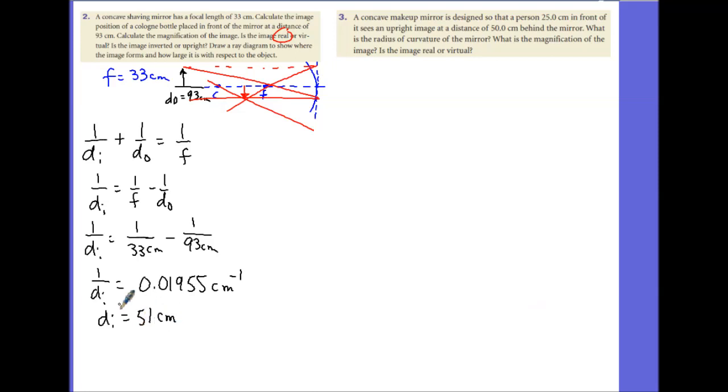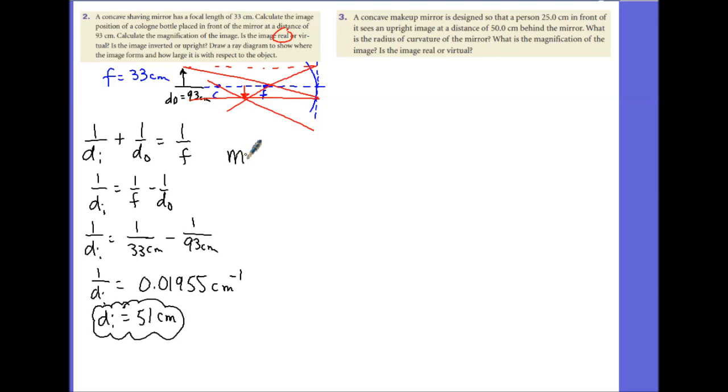Okay, there's 51 and some change, but let's go ahead and just round that to 2 digits there. So the image distance, 51 centimeters. Sure enough, I see that that's between 33 and 66, which is what I was expecting, and so that's good. And let's see, now determine the magnification.